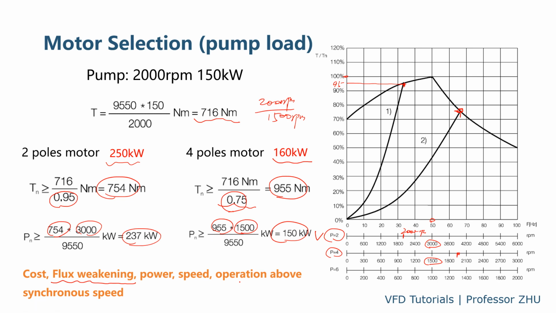Or we can say, try to run the motor above the synchronous speed. Then you can get the minimum power rating for the motor. But the special requirement is that this motor should be run higher than the rated frequency. Like here, you need to run about 66 Hertz, above the 50 Hertz rated.